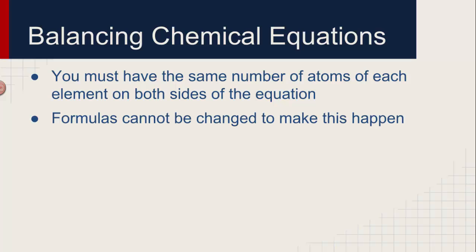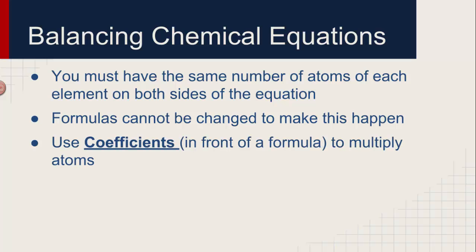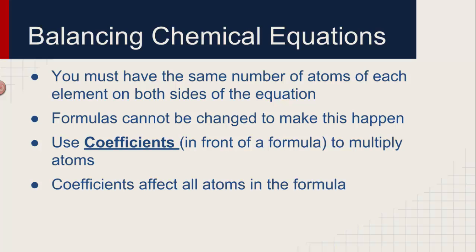Okay? Now, I can't change my formulas to make this happen. I can't make copper 2 chloride CuCl3 because that's not the formula for copper 2 chloride. What I can do is use something called a coefficient. Now in math, you've heard the word coefficient. It's the number multiplied by a variable. In chemistry, it's the number technically multiplied by a formula. It goes in front of a formula, and it's used the same way it's used in math. It multiplies everything in that formula. All the atoms in a formula are affected by the coefficient in front of it. It's a large number that comes in front of a formula, and you've probably seen them before.